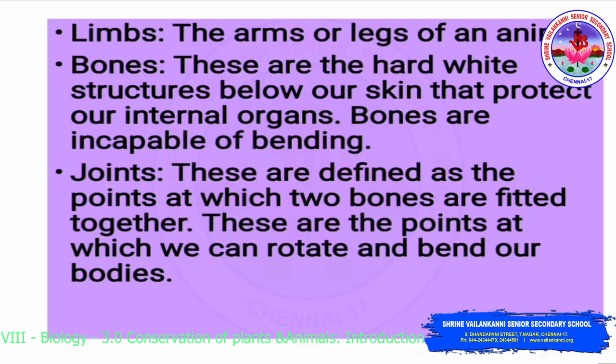Next is bone. Bone is a unique combination of flexibility and stiffness. These are the hard white structures below our skin that protect our internal organs. Bones are incapable of bending. Joints are defined as the point at which two bones are fitted together. So these are the points at which we can rotate and bend our bodies.